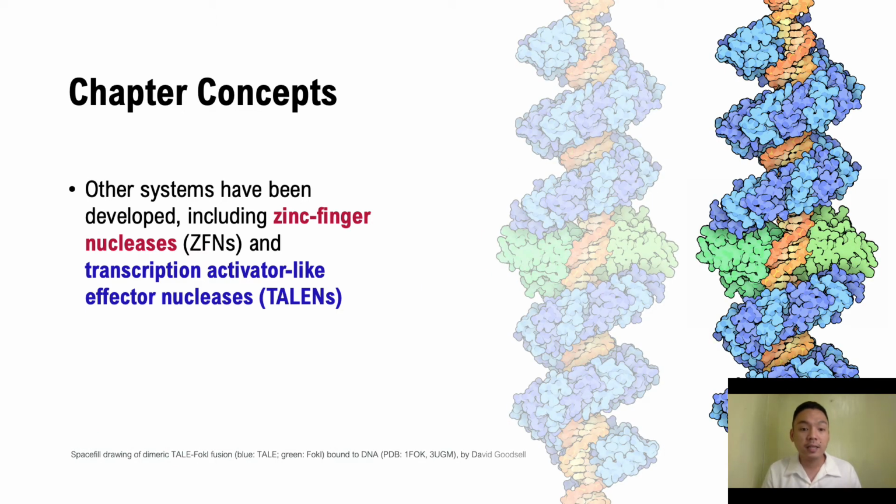Another concept is transcription activator-like effector nucleases. As you can see in the diagram on your right, this is a drawing of a dimeric TALE-FokI fusion. The blue is the TALE, the green is the FokI, which is bound to your DNA, colored in orange.